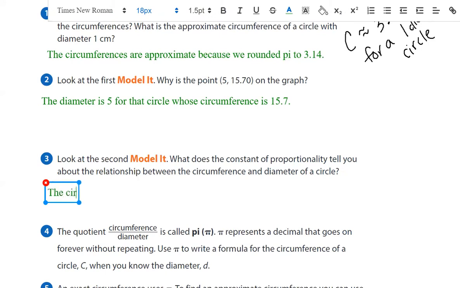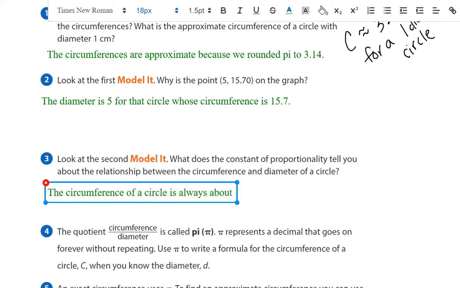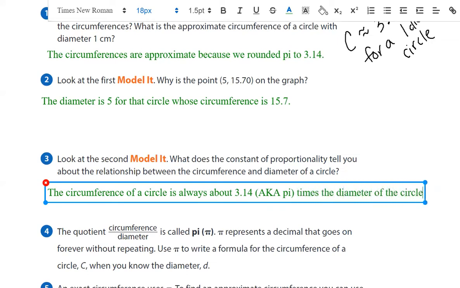The circumference of a circle is always about 3.14, aka pi, times the diameter of the circle.